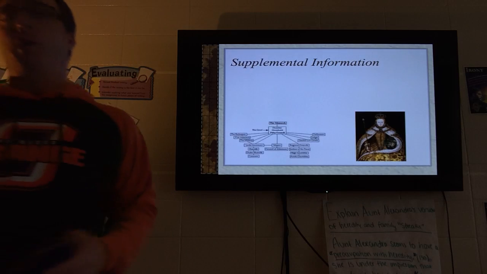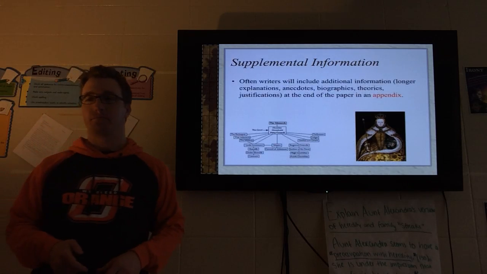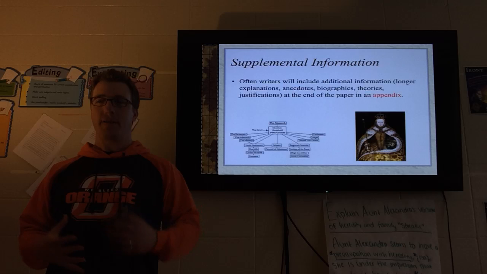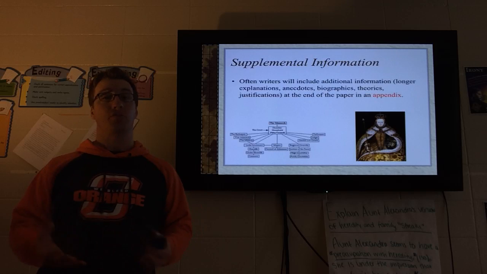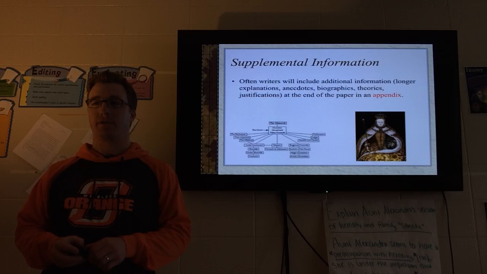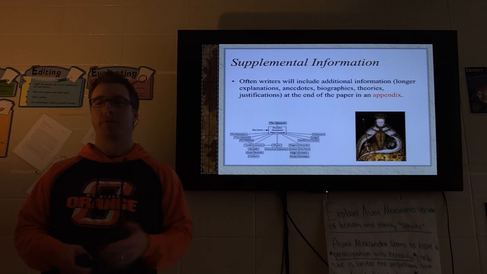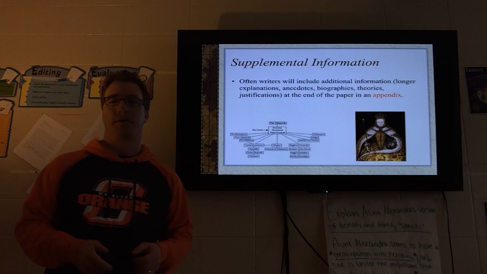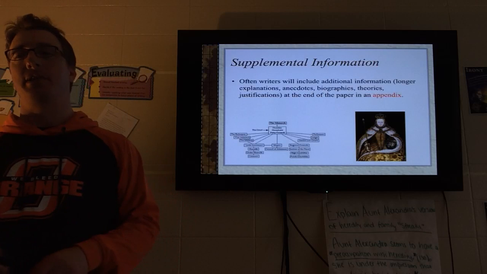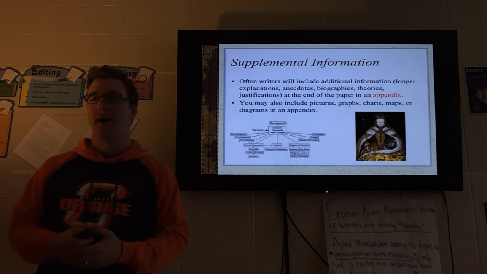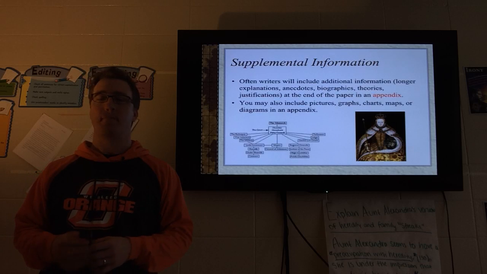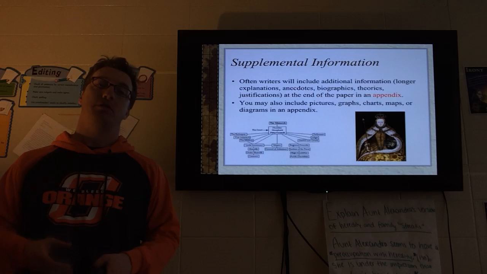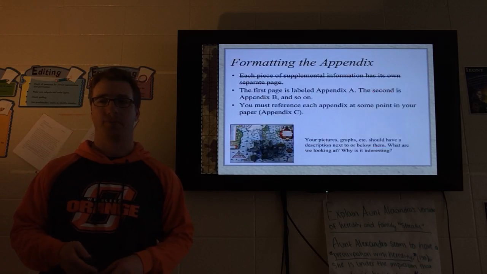Okay, what is good supplemental information? This is things like pictures, images, anecdotes. Those are humorous stories, biographies. At the end of your paper, so there we have a picture of Queen Elizabeth, and that other image there, we have a family tree, it looks like. So, pictures, graphs, charts, maps, diagrams, anything that you think might be of interest or pertinent to your topic that your reader might want to look into a little bit further.